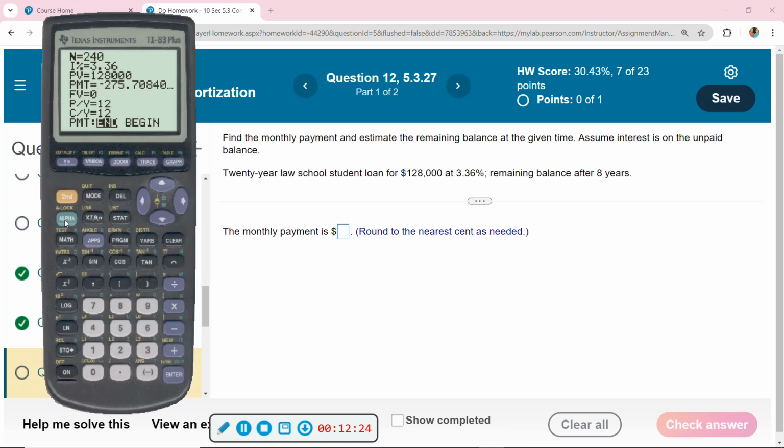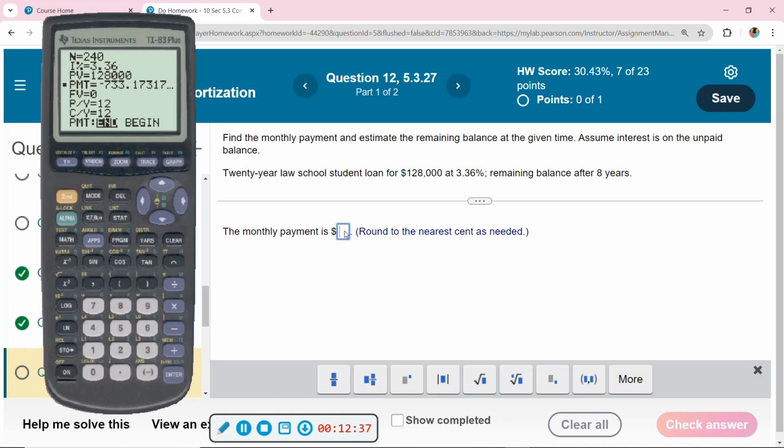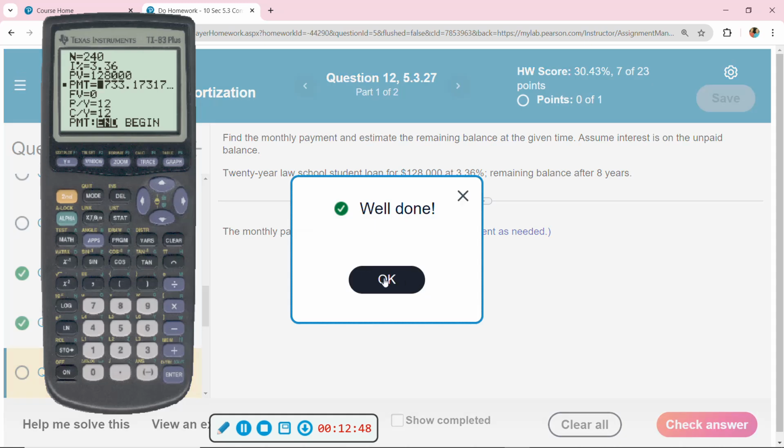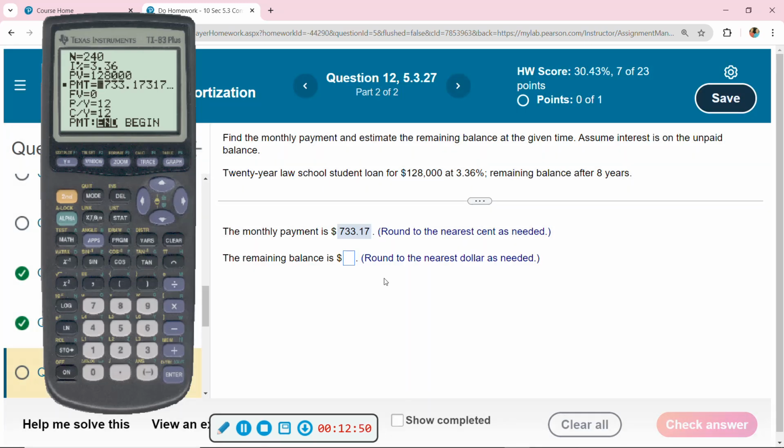Let's calculate our payment. I guess I need to be more careful and make sure I didn't mistype any of these numbers. So $733.17. So next time you're getting a car loan and stuff, you can tell them, I don't need you to tell me. I'll calculate it myself. Or you can check their math and see what they're getting.